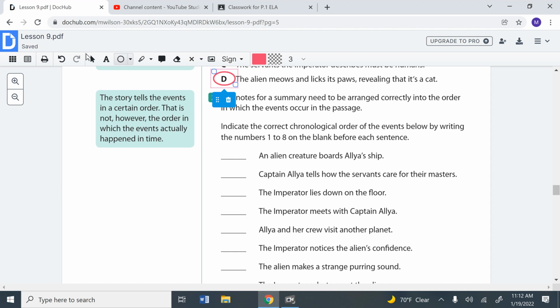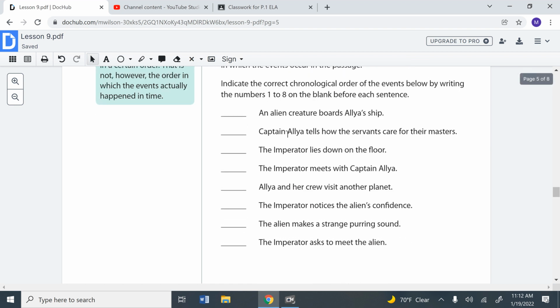Number 3, it says, the notes for a summary need to be arranged correctly in order of which the events occur in the passage. So indicate the correct chronological order of the events below by writing the numbers 1 through 8 in the blank. So we have an alien creature boards Aaliyah's ship.